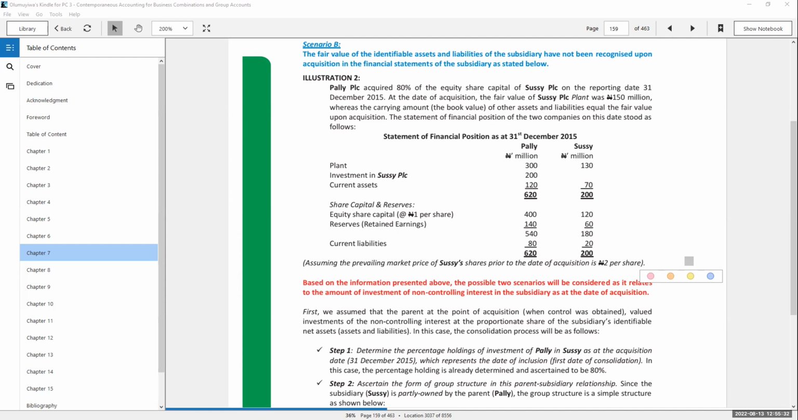Statement of financial position as of 31st December 2015, Pali and Suzy. Plant: 300 for Pali, 130 for Suzy. Investment in Suzy PLC 200, current assets for Pali 120, Suzy 70. Share capital and reserves: equity share capital at ₦1 per share, Pali 400, Suzy 120. Retained earnings for Pali 140, Suzy 60. Current liabilities for Pali 80 and Suzy 20. Assuming the prevailing market price of Suzy shares prior to the date of acquisition is ₦2 per share.